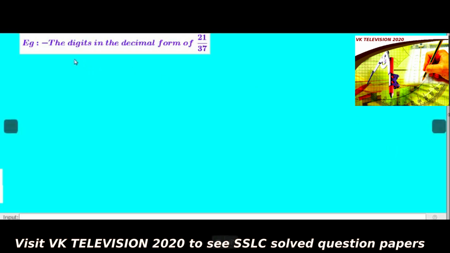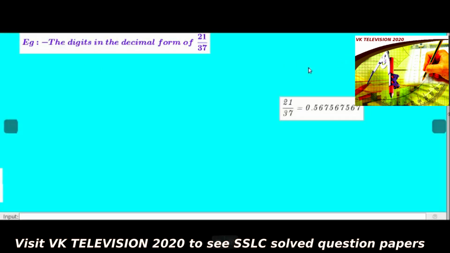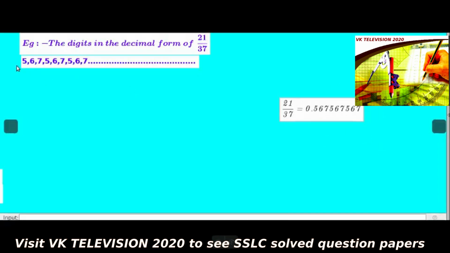Now if we take the digits in the decimal form of 21 by 37, we first find out 21 by 37 is equal to 0.567567. After dividing 21 by 37 we obtain this result. Now we consider the decimals in this answer, that is 5, 6, 7, 5, 6. This is also a number sequence. This is an example for a number sequence.